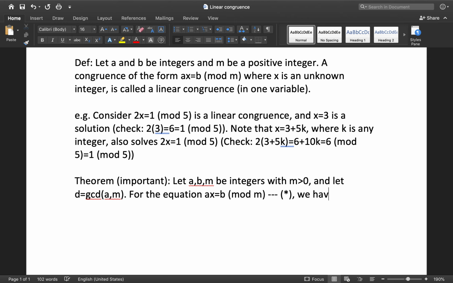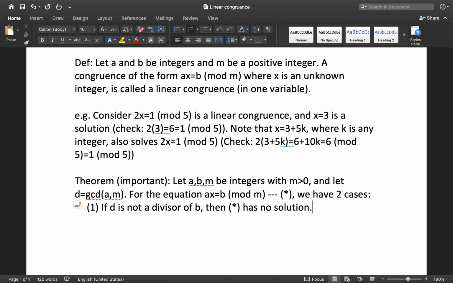Okay, so then we have two cases depending on the relation between d and b. Now the first case is if the GCD of a and m, which is d, is not a divisor of b. Okay, if that is the case, then the equation star has no solution.